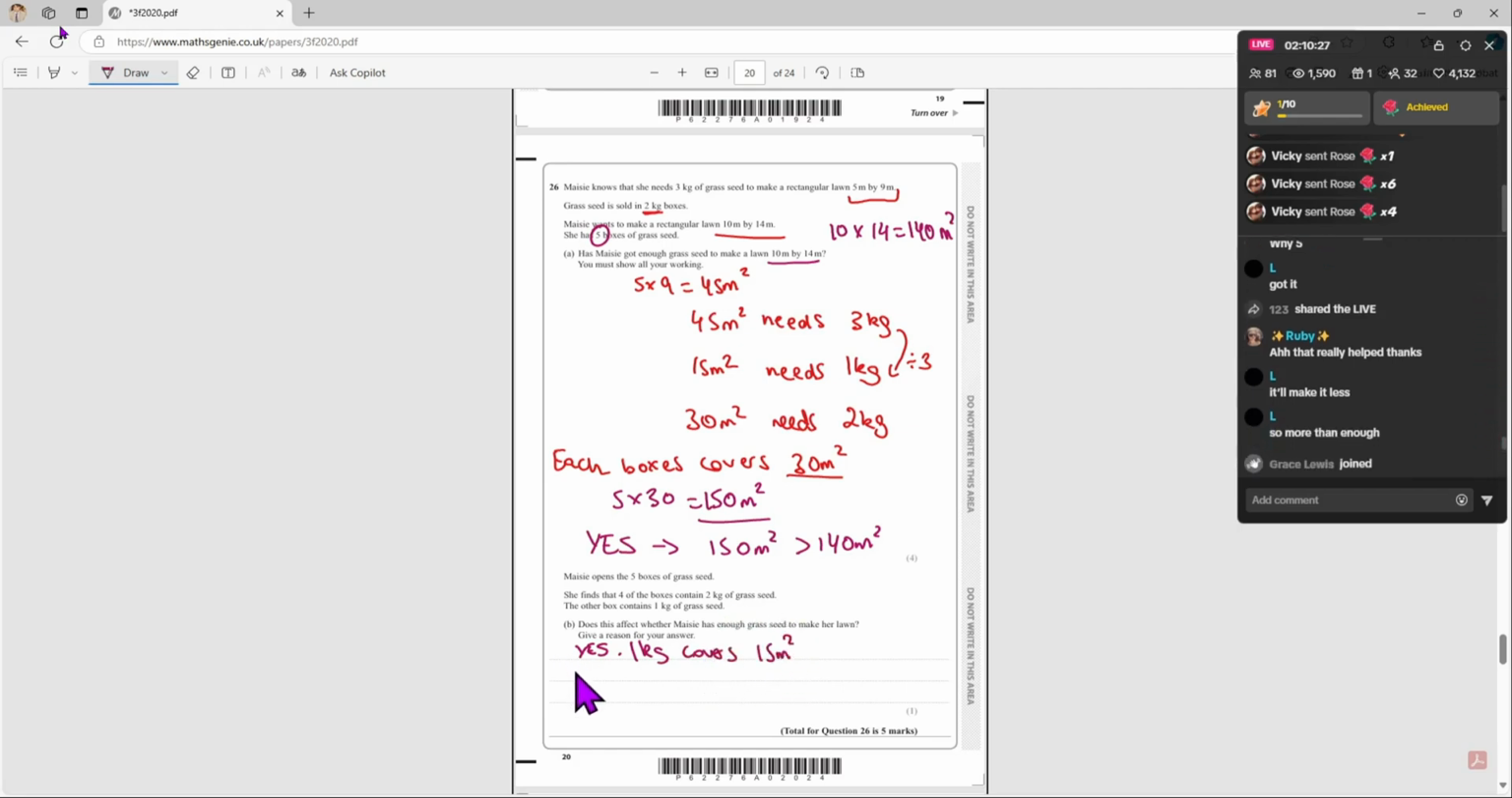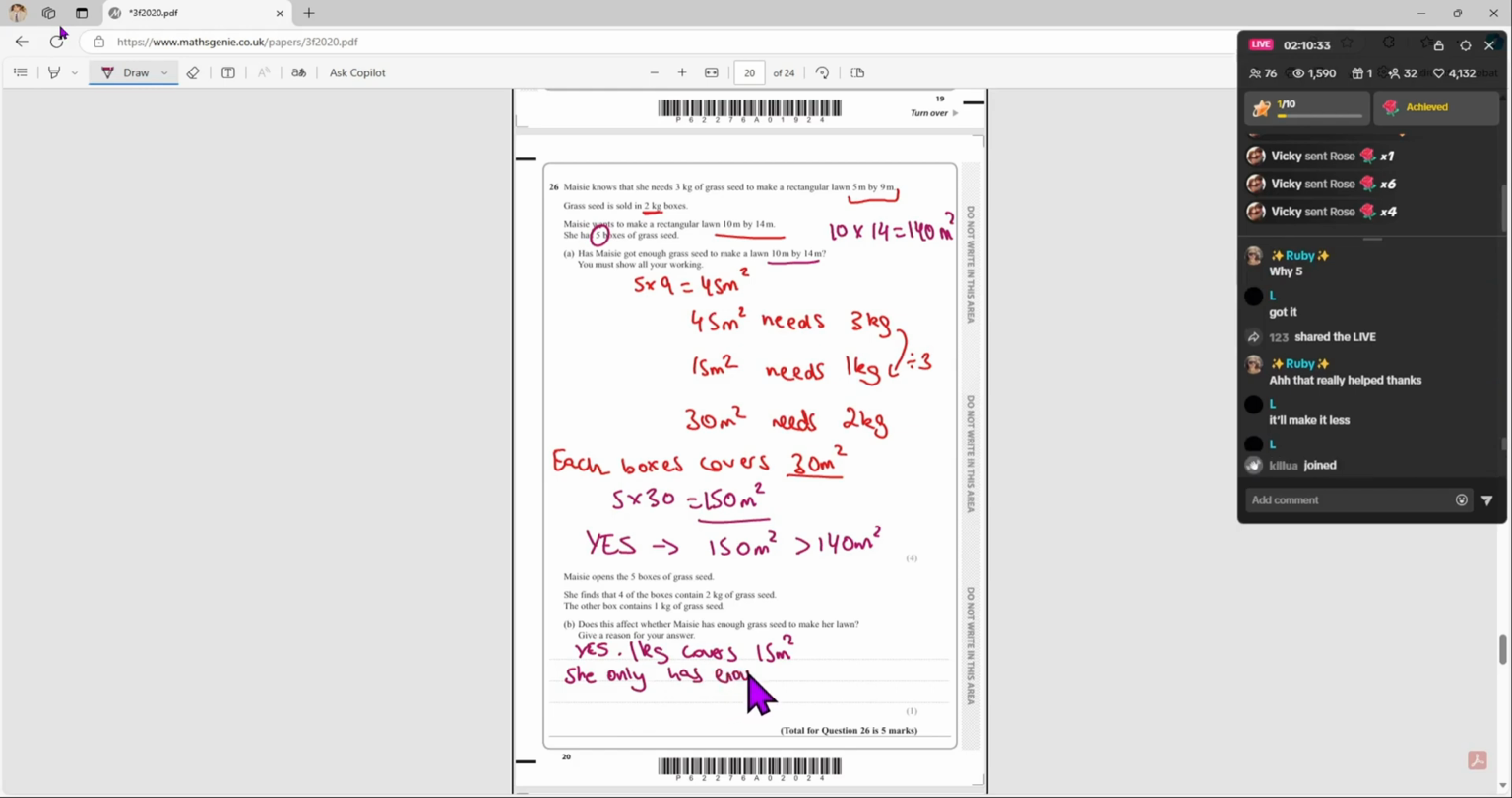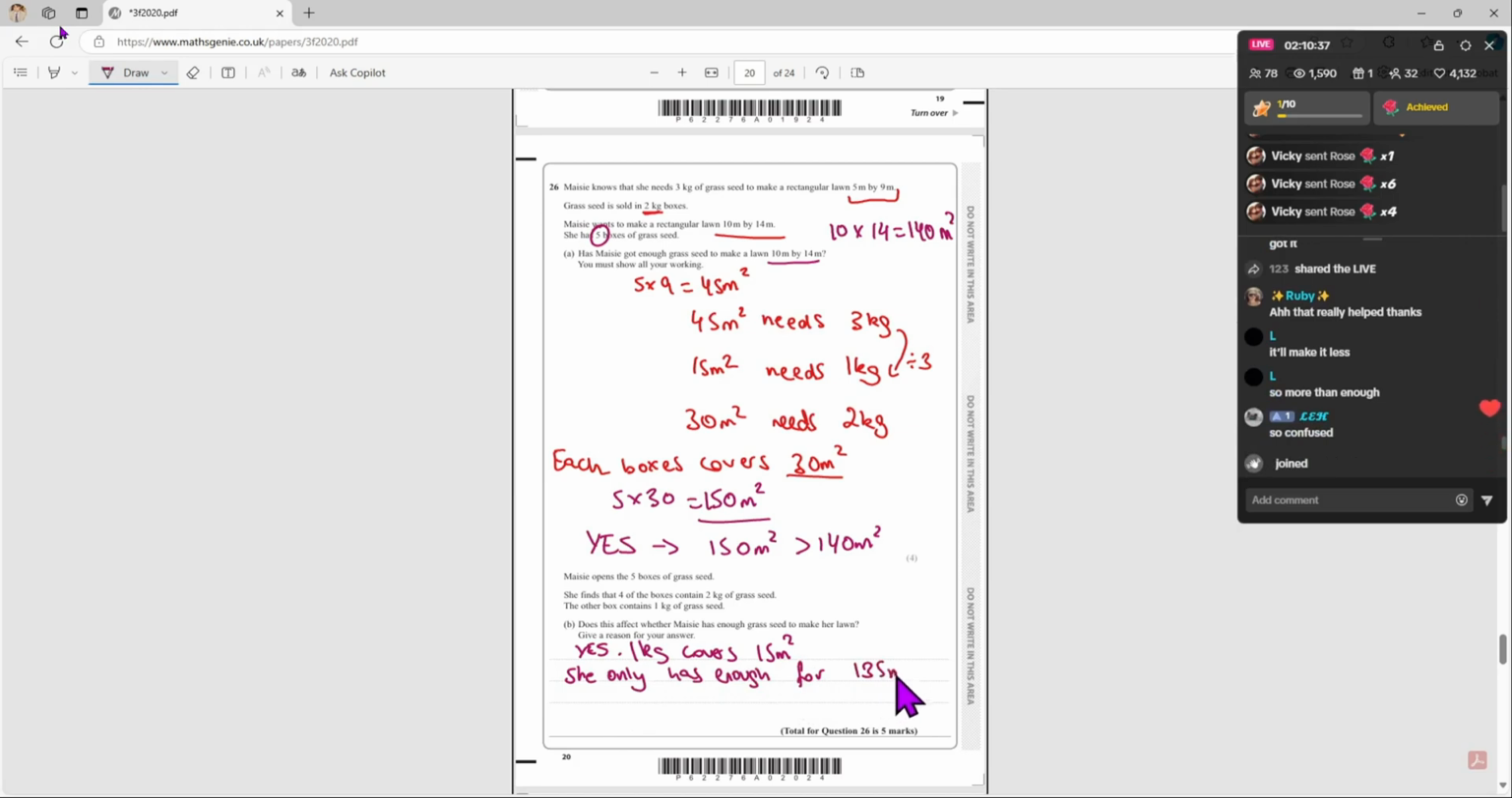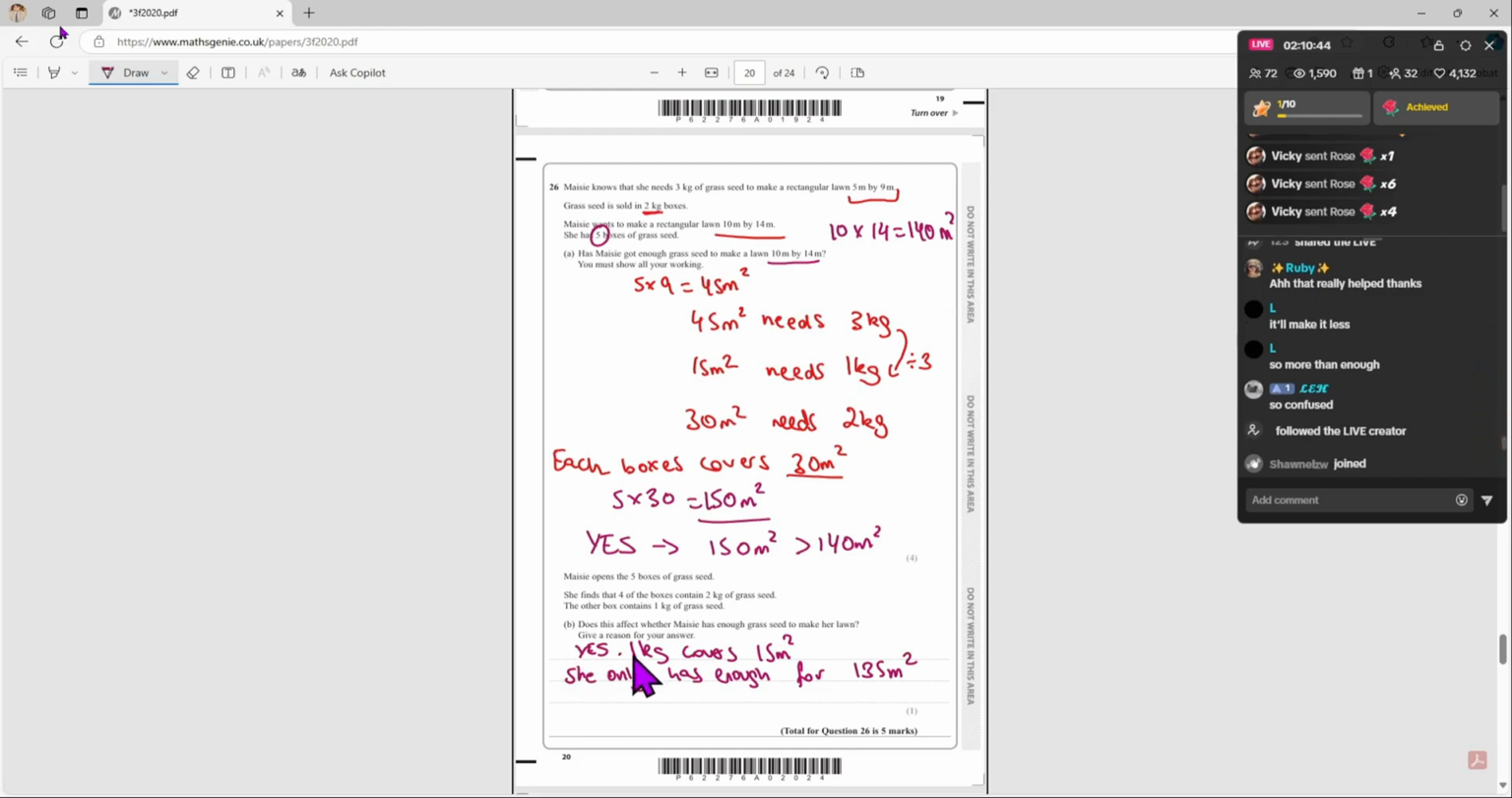So she only has enough for 135 meters squared. So now basically she has 5 meters squared less. So she has less grass seeds. She has less grass seeds, okay?